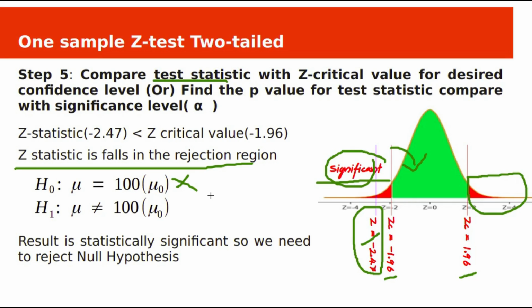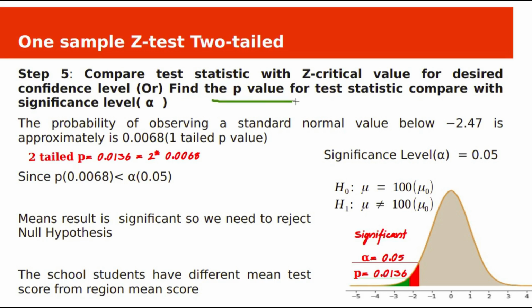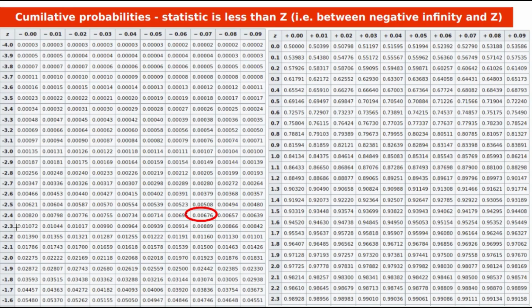We can even test hypothesis by using p-values instead of using critical values. We need to find the p-value for the test statistic. Our test statistic is minus 2.47, and compare it with the alpha. If p-value is less than alpha, then you can reject the null hypothesis. Let's see the p-value at z-score minus 2.47. Z-score is minus 2.4, and for 7 you can see this column.